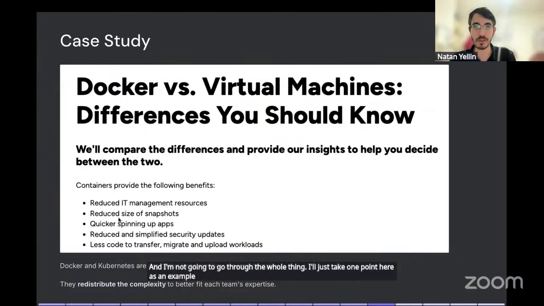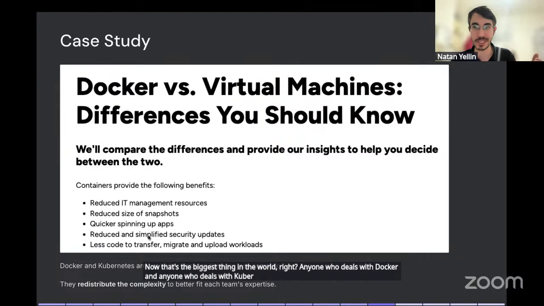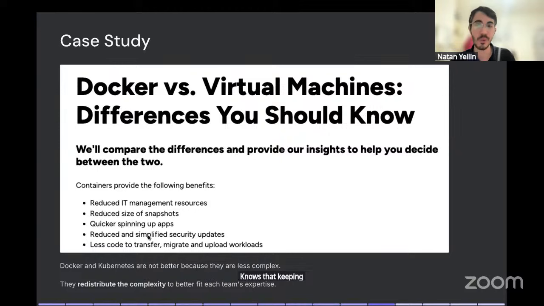So according to the first result on Google, one of the benefits of Docker versus virtual machines is reduced and simplified security updates. Now, that's the biggest lie in the world, right? Anyone who deals with Docker and anyone who deals with Kubernetes and rolls out images knows that keeping those images up to date with security vulnerabilities and patches and rebuilding the images all the time, that is the biggest headache in the world. Yet, Docker and Kubernetes are actually much better at that and easier to maintain it with than virtual machines. So, Docker and Kubernetes are actually way better at handling security updates than virtual machines.